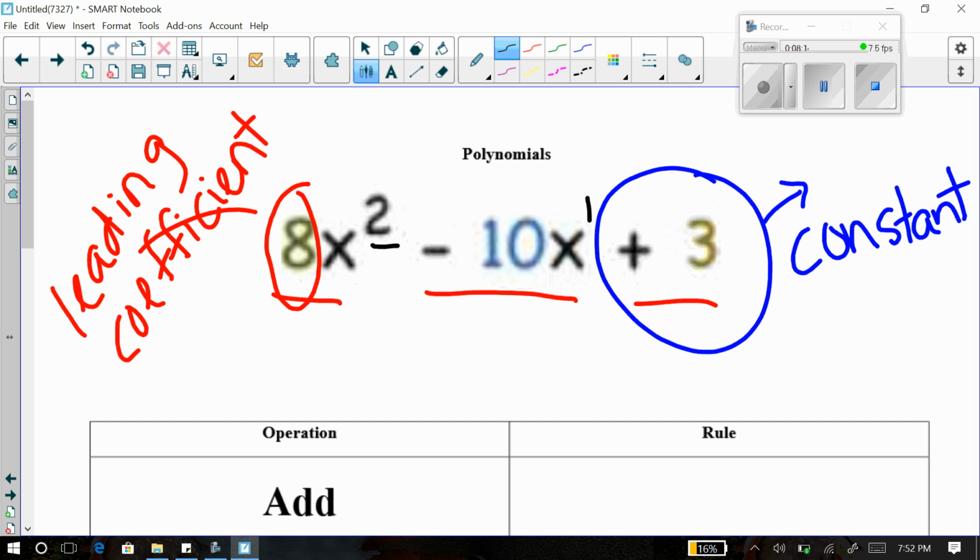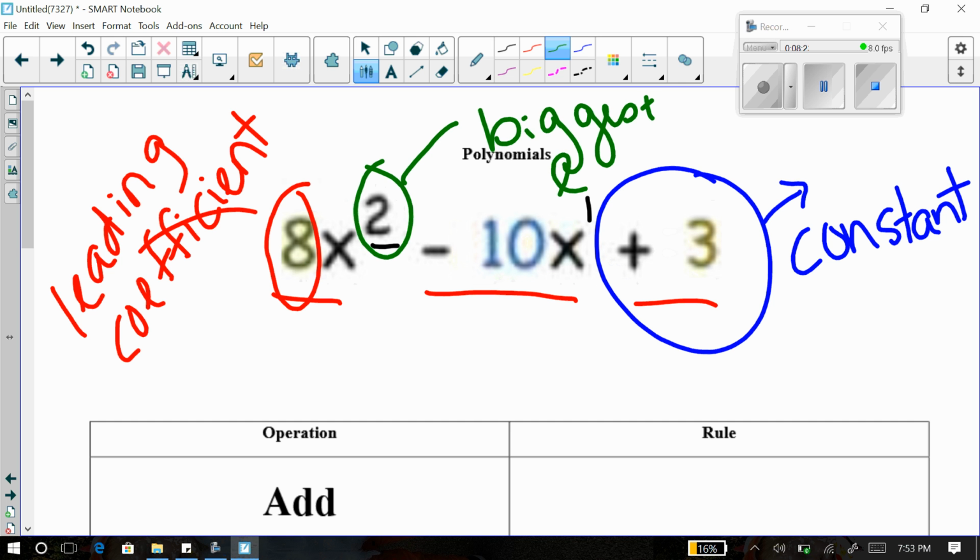And remember, our degree is our biggest exponent. So our biggest exponent is our degree. In our case, this polynomial has a degree of 2. It's the biggest exponent.